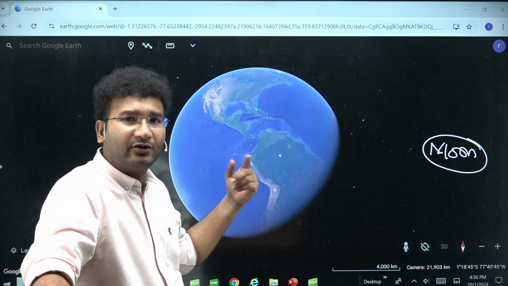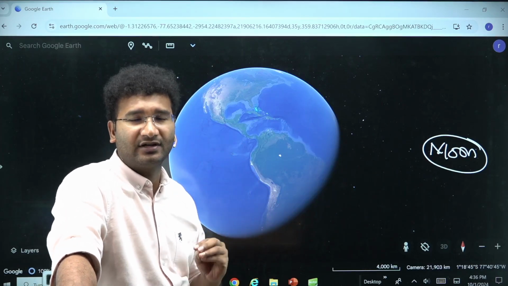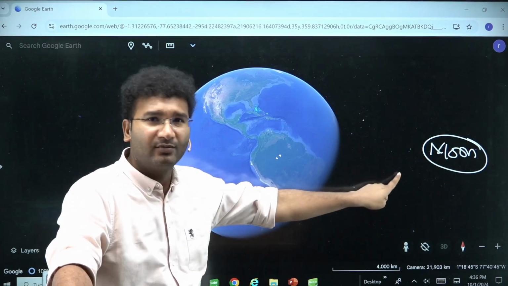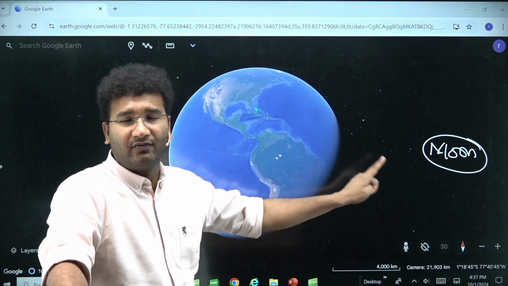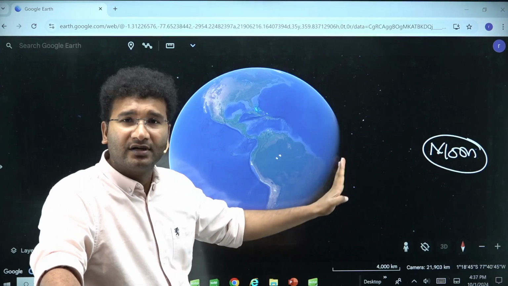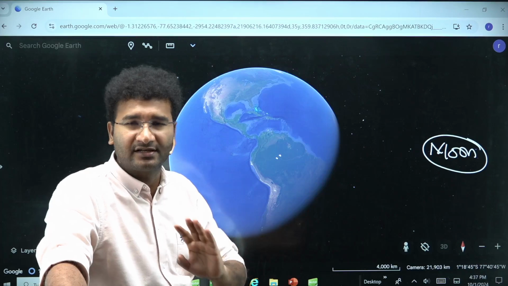For South America to make one full rotation around the earth, it takes 24 hours. That means South America is going to face the moon after some time. Whoever is going to face this particular moon is going to face a high tide. In layman's terms, let's understand it like this.